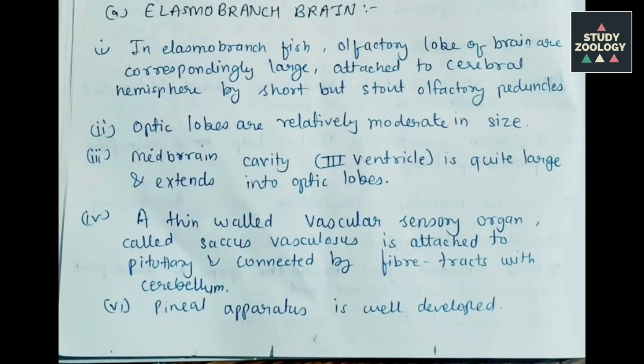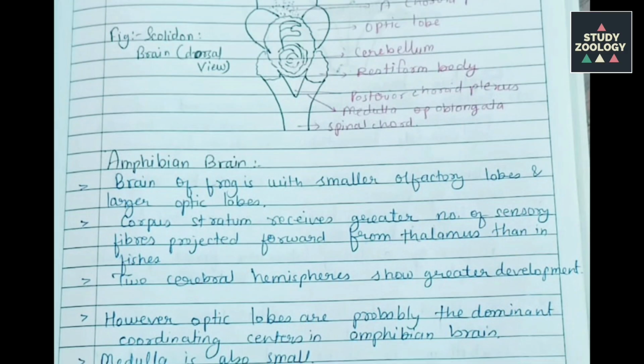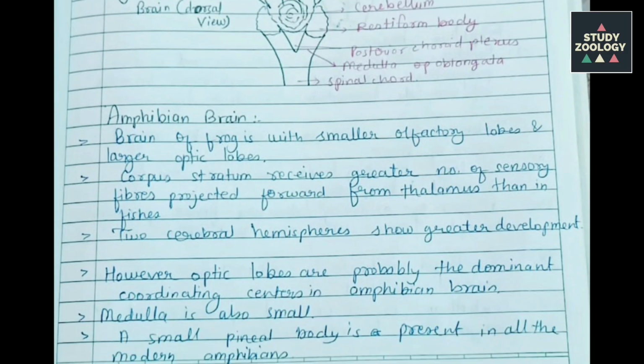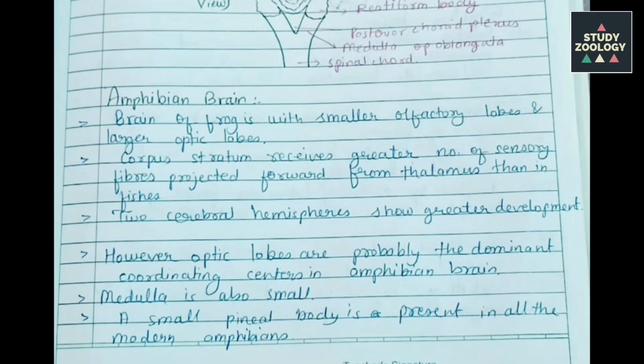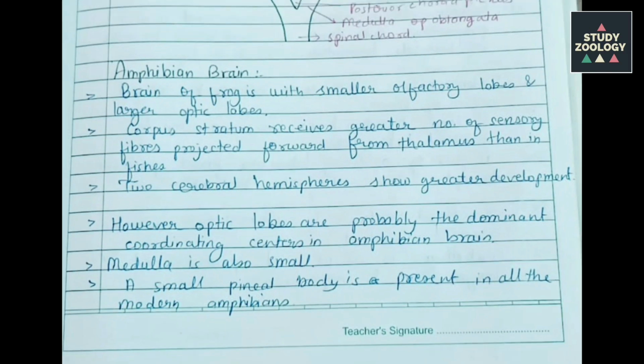Pineal apparatus is well developed. Cerebellum is especially large due to active swimming habit. Second is amphibian brain. Brain of frog is with smaller olfactory lobes and larger optic lobes. Corpus striatum receives greater number of sensory fibers projected forward from thalamus than in fishes. Two cerebral hemispheres show greater development. However, optic lobes are probably the dominant coordinating centers in amphibian brain.